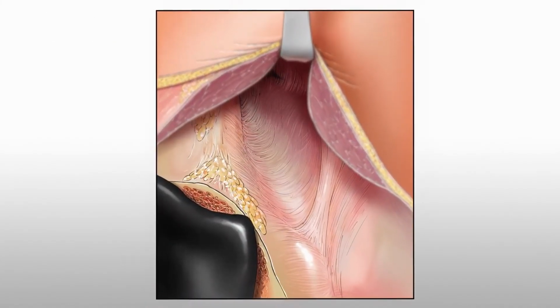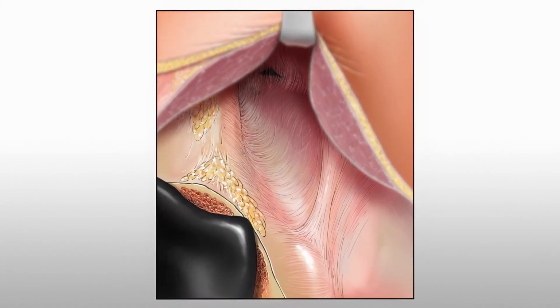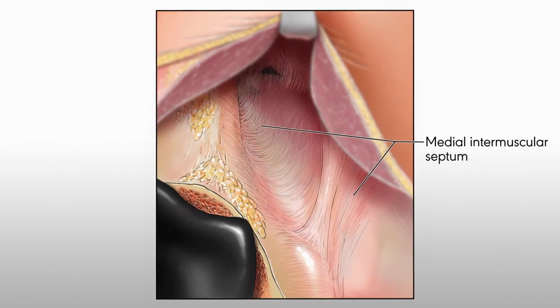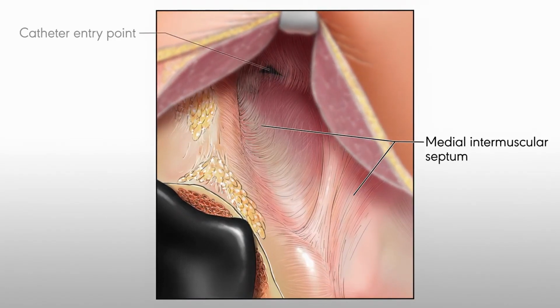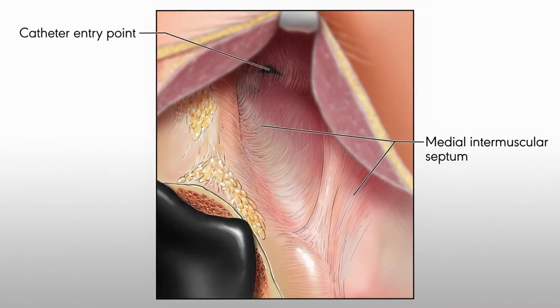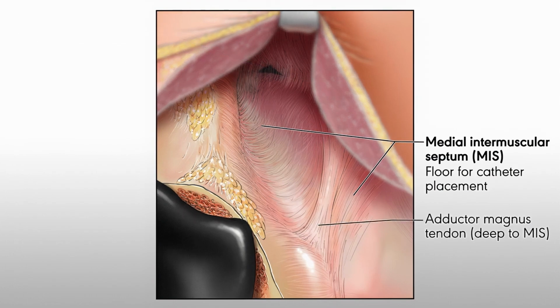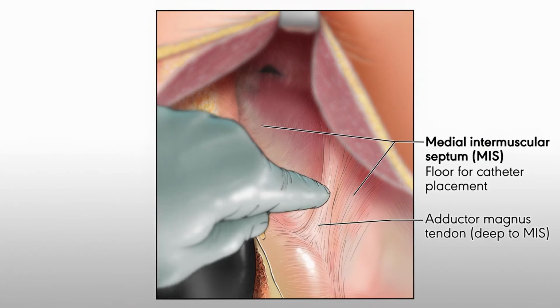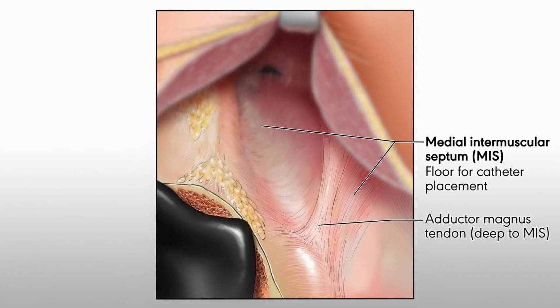Retract the VMO with blunt retractors to expose both the anterior surface of the medial intermuscular septum and the catheter entry point. The medial intermuscular septum, which serves as the floor for the catheter placement, is readily visualized and lies just anterior to the adductor tendon. The adductor tendon can be palpated beneath the intermuscular septum as it inserts into the adductor tubercle.